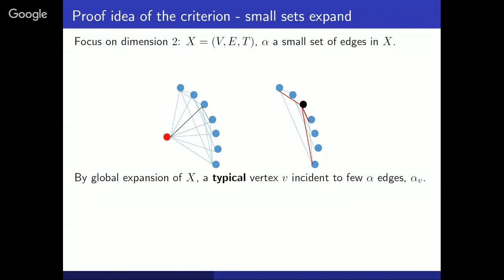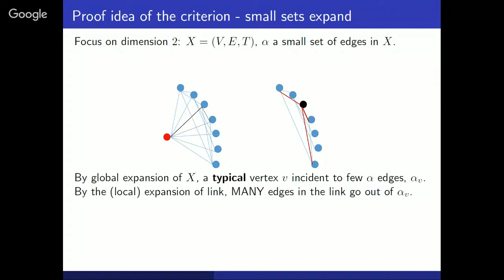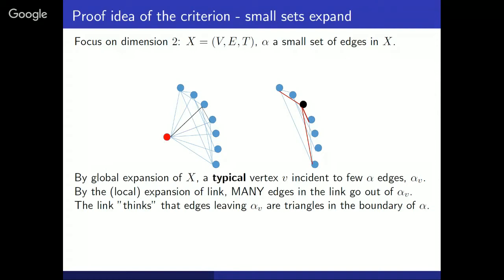But how this global and local expansion is going to play a role is that by the global expansion, since alpha is small, we know that for a typical vertex, only a few edges of alpha are going to touch it. And so this induces a small set in the link. Like in my example, it's a set of size exactly one in the link. And since the link is an expander, there are many edges that leave this marked set. So the link thinks that all the edges that leave this marked set are triangles that are in the boundary of alpha.